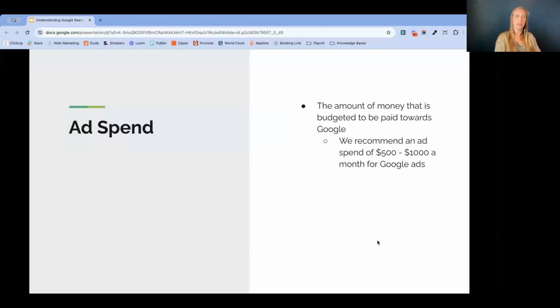Next, we talk about ad spend. Kind of mentioned this already. This is the amount of money that is budgeted to be paid towards Google. We recommend in general, like I said, it depends on your size. We'll give you a better recommendation once we actually have you on, but in general, we recommend $500 to $1,000 a month for Google Ads.